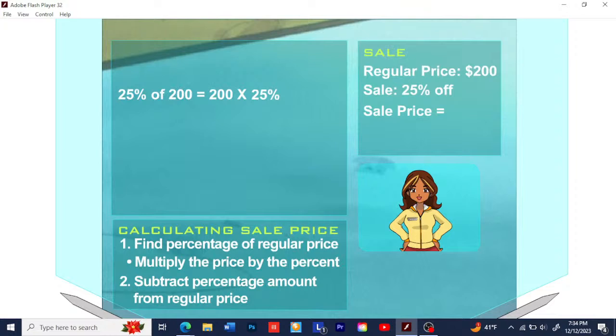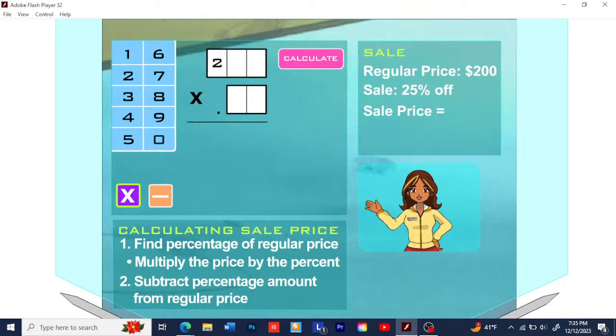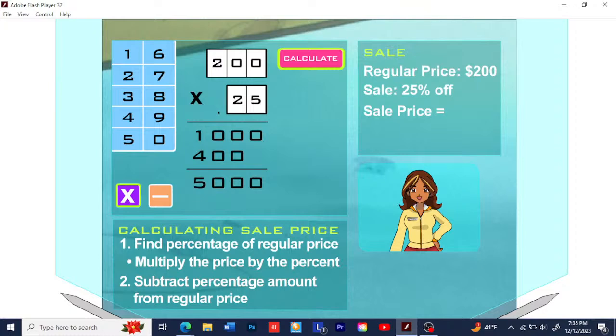To change a percent to a decimal, drop the percent sign and move the decimal point 2 places to the left. Now, get ready for some multiplication calculation. Okay, in goes the regular price and our decimal percentage, 0.25. Now, let's calculate. Don't forget, the number of decimal places in the product equals the total number of decimal places in the factors. Got it! So the decimal point goes 2 places to the left. Cool! 25% of 200 is 50.